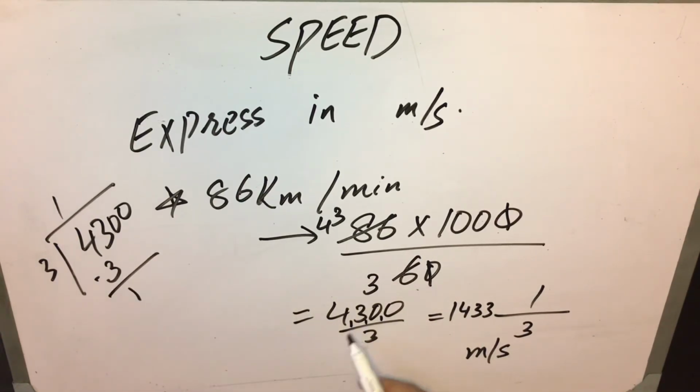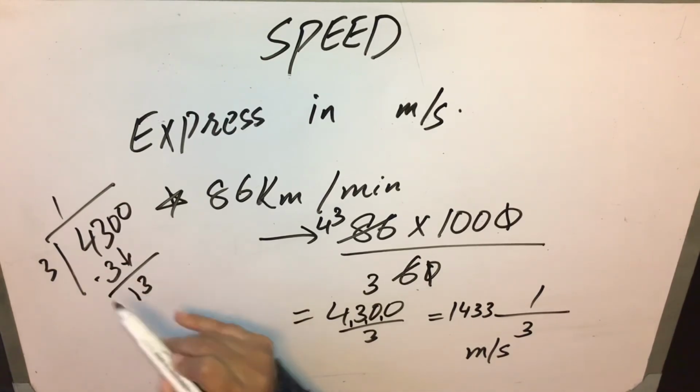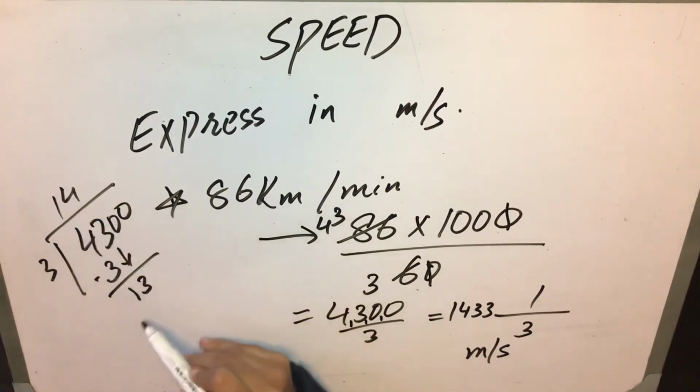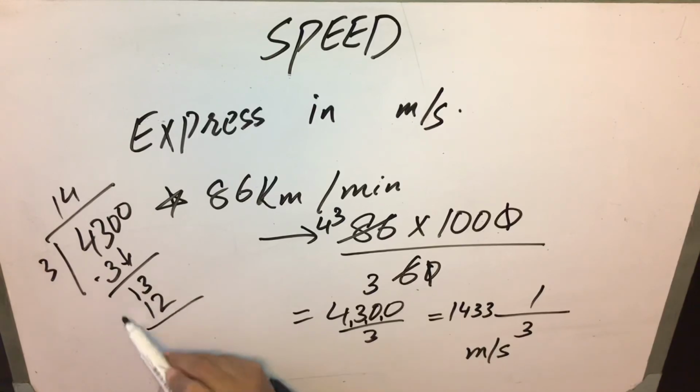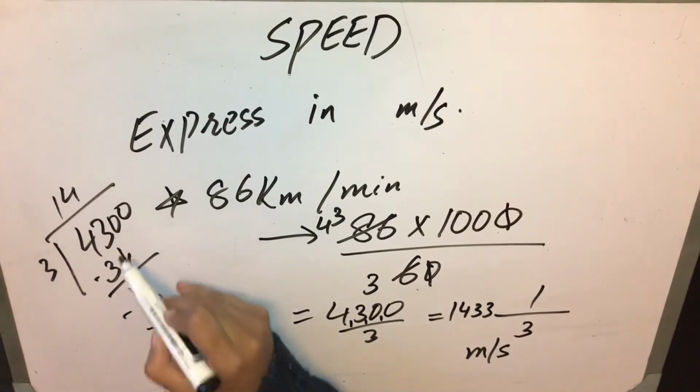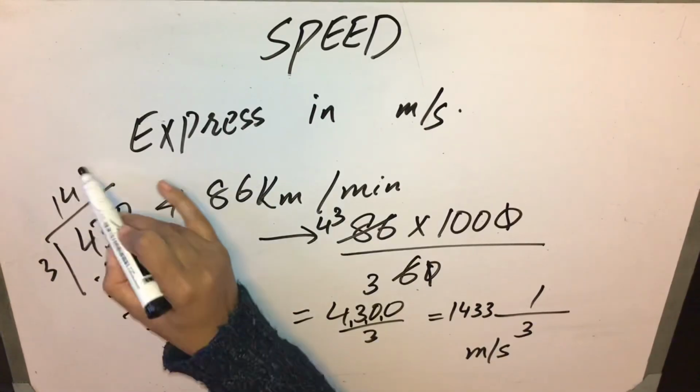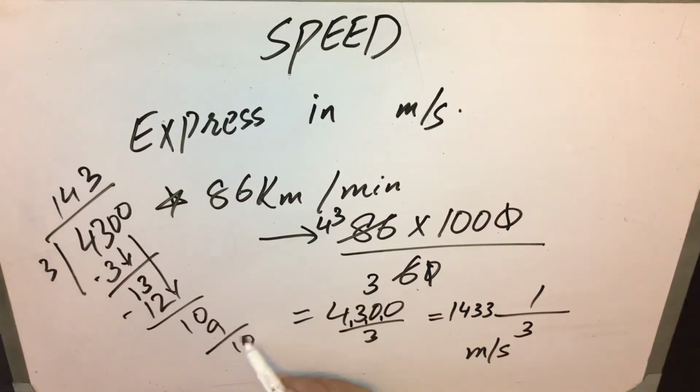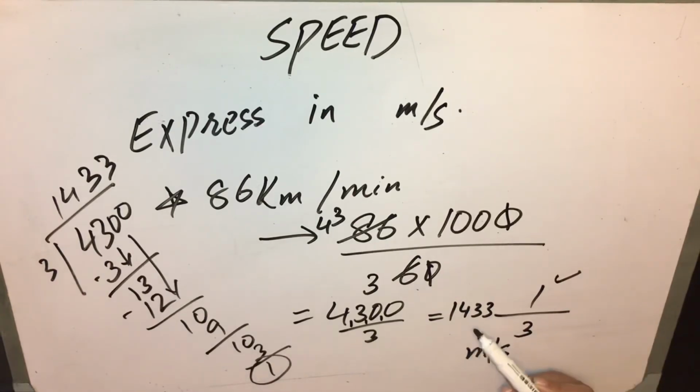I was having 1 from here, I put this 1 here. This 3 comes down. 3 4s are 12. I was left with 1, this 1 is here. Now I have 3 3s are 9, and then again 3 3s are 9, and this one which is left is here. 1433 whole 1 over 3 meter per second.